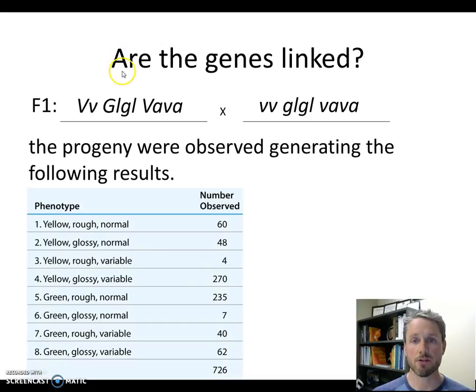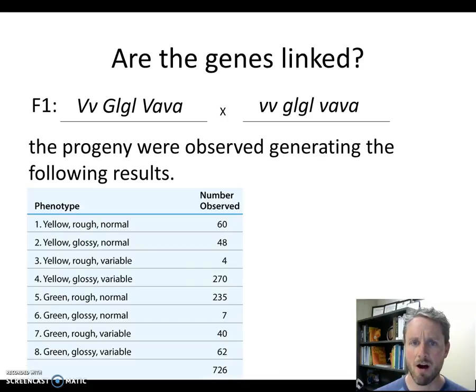And then we can get to our first question. Are the genes linked? Is there evidence for linkage of these genes? So at the very end of our setup, it said we did that test cross. Again, we've got that written down right here. We took the F1 heterozygotes and we're crossing them to these homozygous recessives in this test cross. And then it said the progeny were observed, generating the following results. And so here's a table representing the results that Emerson got out of this cross.